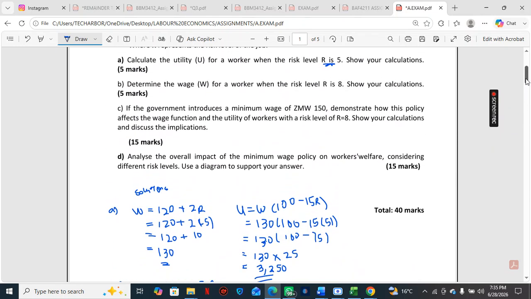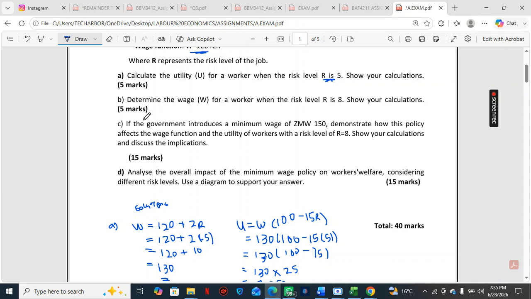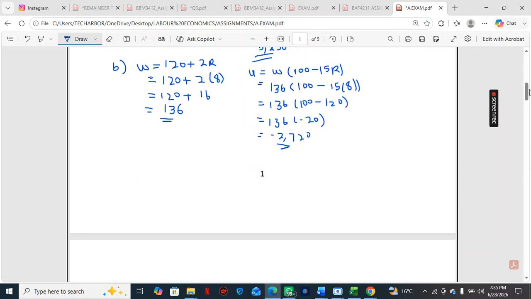Okay, so let's go to part C. If the government introduces a minimum wage of 150, demonstrate how this policy affects the wage function and the utility of workers with a risk level of R equals 8. Show your calculations and discuss the implications. All right, so the government has introduced a minimum wage of 150.